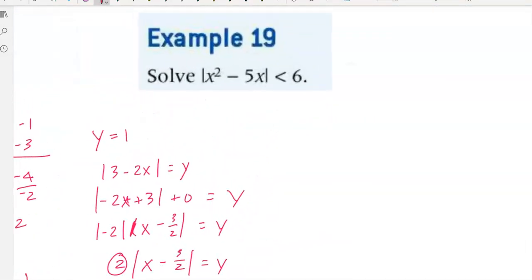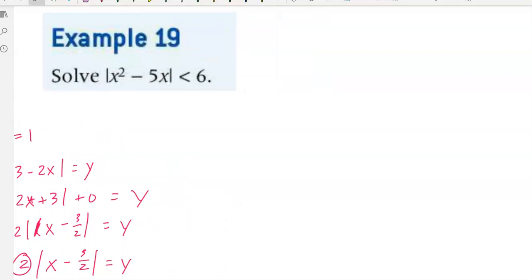How about this one right here? Yes! Don't you love a quadratic? Don't you miss quadratics? Like you haven't seen one in a while and you're like, hey, quadratics. Why not? Okay. So the absolute value of x squared minus 5x is less than 6 or greater than negative 6. Whoa, whoa.